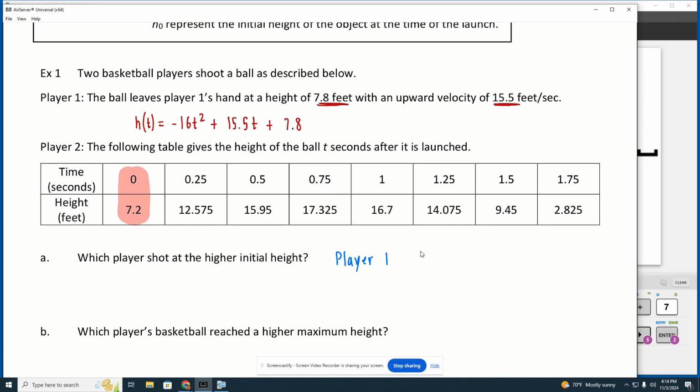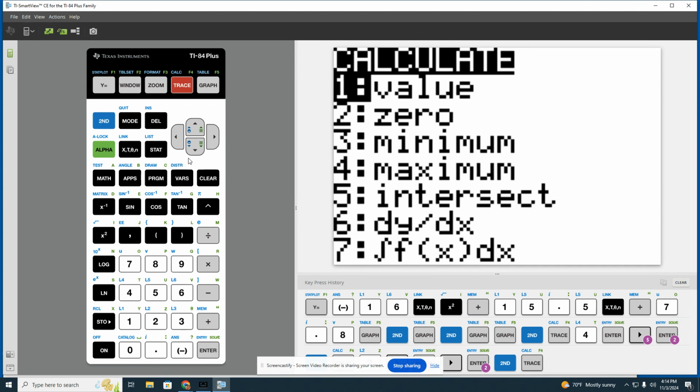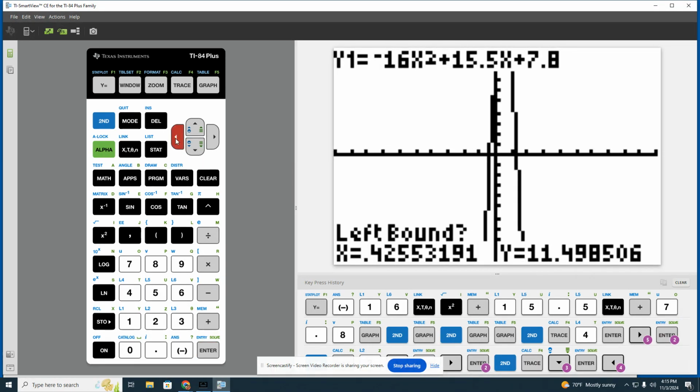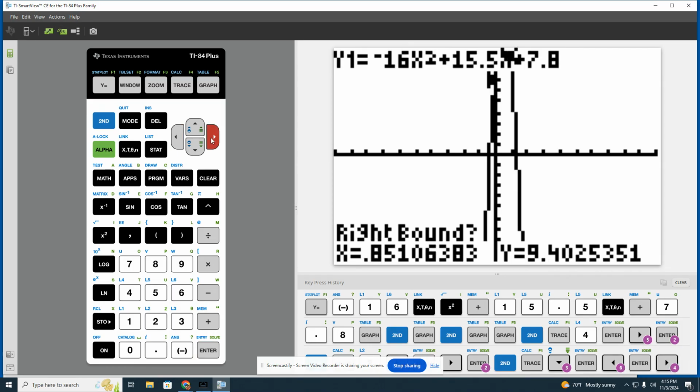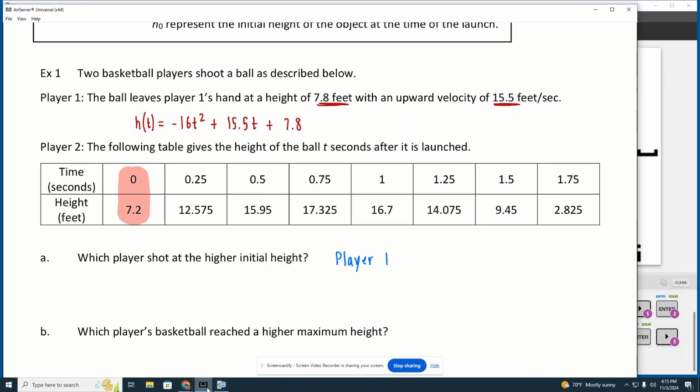B says, which player's basketball reached a higher maximum height? Now remember when we did it here a second ago, when we did second trace and I did the maximum? We probably should have looked at those questions they were asking a little bit earlier. When I did enter on the left and I did enter on the right, remember what that maximum height was? That maximum height was 11.55. So player 1 had a maximum height of 11.55.